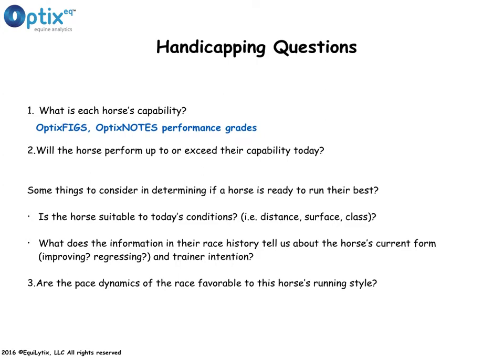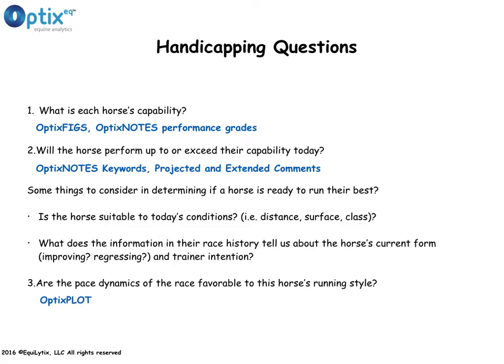But then secondly, what we want to do is, will the horse perform up to or exceed their capability today? We're trying to get underneath form cycle there. And that's where we use optics notes, keywords, projections, our handicapping notes, and extended comments. We're trying to understand, is this horse ready for today? Is he suitable to the conditions? What does the information tell us about maybe the horse's current form? Is he improving, regressing? And a little bit about what the trainer's intentions are. Finally, are the pace dynamics of the race favorable to this horse's running style?